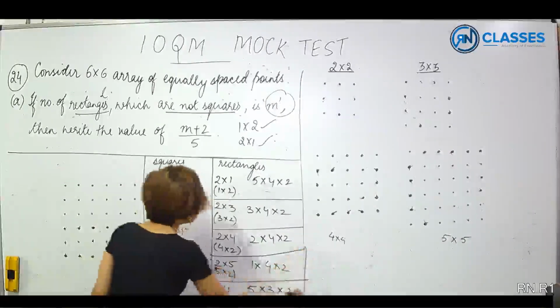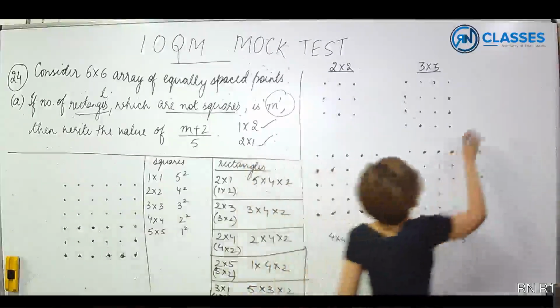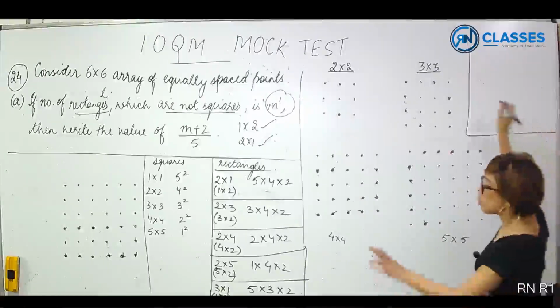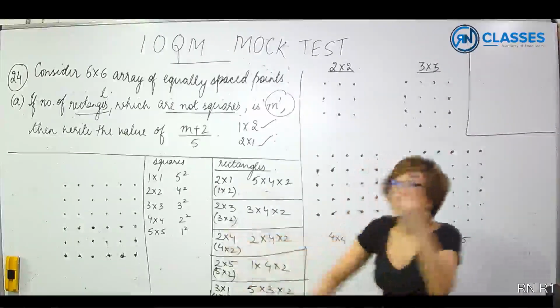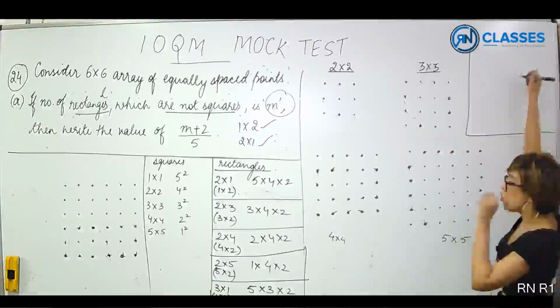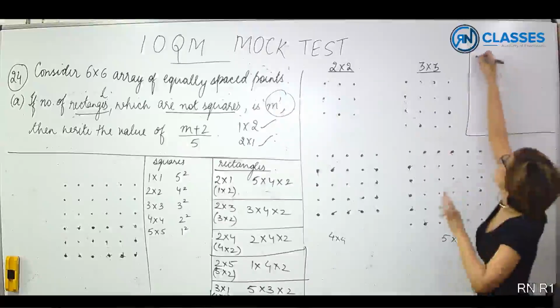Now I will shift my rectangles this side. Cool. So 3 into 1 is done. 3 into 2 already counted, so I will not count it. 3 into 3, that will be a square. So next is 3 into 4. Cool. 3 into 4.